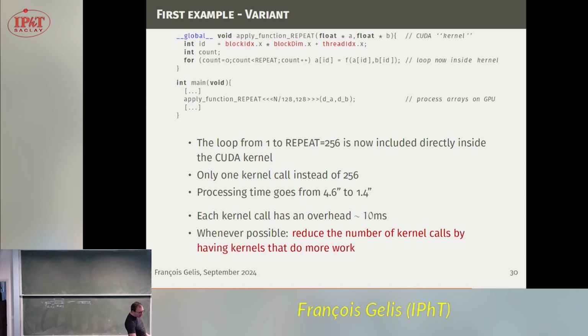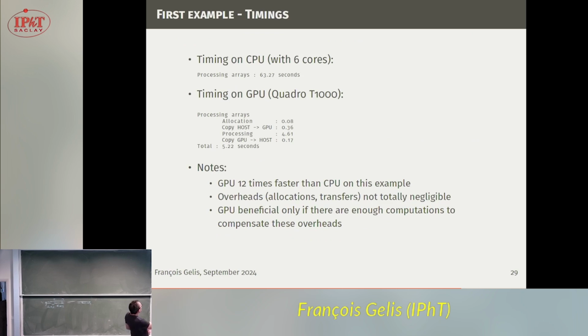Yes, so here it's clear. My example on the CPU was using OpenMP, but only on 6 cores, because that's what I have on my laptop. And this is the exact same computation performed on the GPU, and it was 12 times faster. So this is a clear-cut case where OpenMP underperforms compared to this GPU.